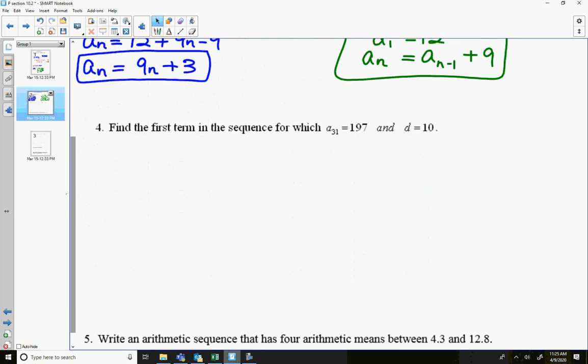All right, number 4, basically the same idea, but they give us something different in the formula. They give us the 31st term, and we're looking for the first term. Okay, still using this formula for the nth term of an arithmetic sequence. And this problem actually doesn't tell us it's arithmetic, but it's arithmetic. That's the section we're in.